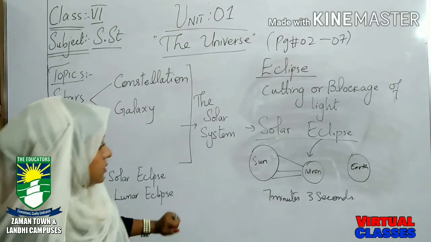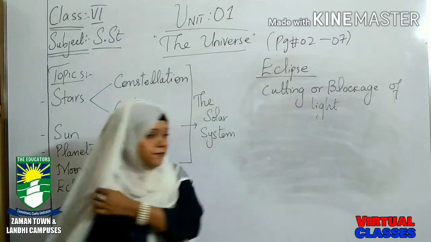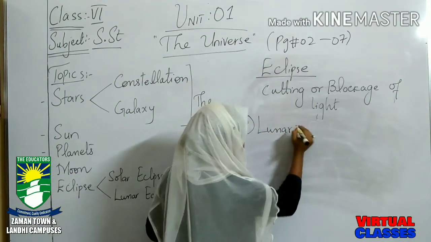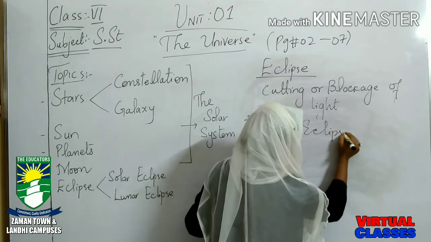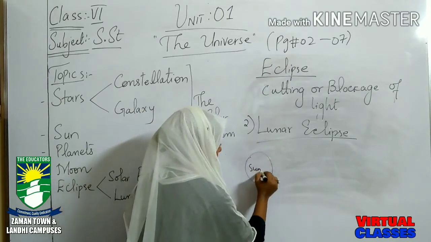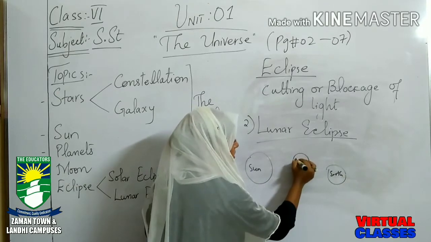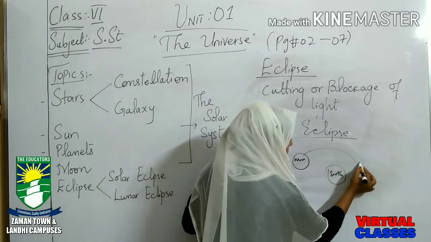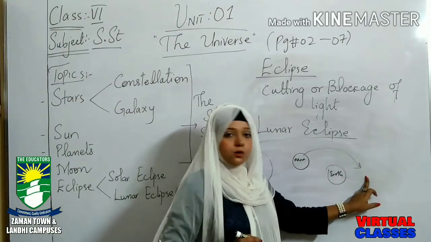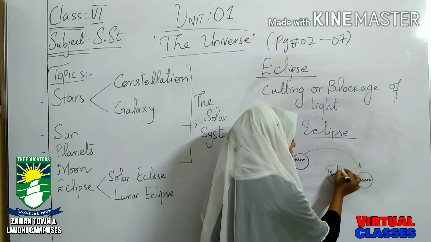Right? Now, another one is the lunar eclipse. If the solar eclipse is related to the sun, it means that the lunar eclipse is related to the light of the moon. And what happens in it? The moon moves, and the light of the moon is being blocked. How? It moves to the back of the earth, taking the earth's shadow.